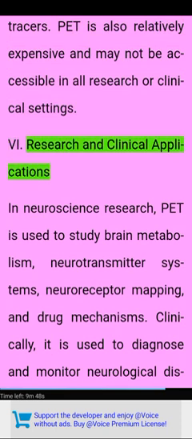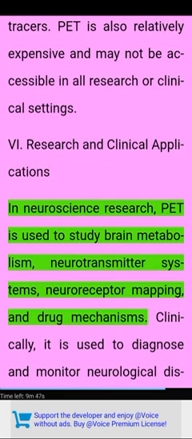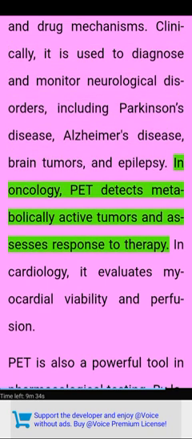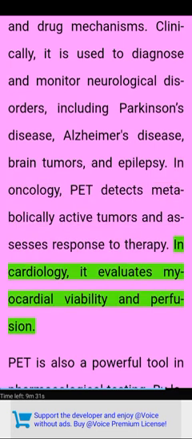6. Research and clinical applications. In neuroscience research, PET is used to study brain metabolism, neurotransmitter systems, neuroreceptor mapping, and drug mechanisms. Clinically, it is used to diagnose and monitor neurological disorders, including Parkinson's disease, Alzheimer's disease, brain tumors, and epilepsy. In oncology, PET detects metabolically active tumors and assesses response to therapy. In cardiology, it evaluates myocardial viability and perfusion.